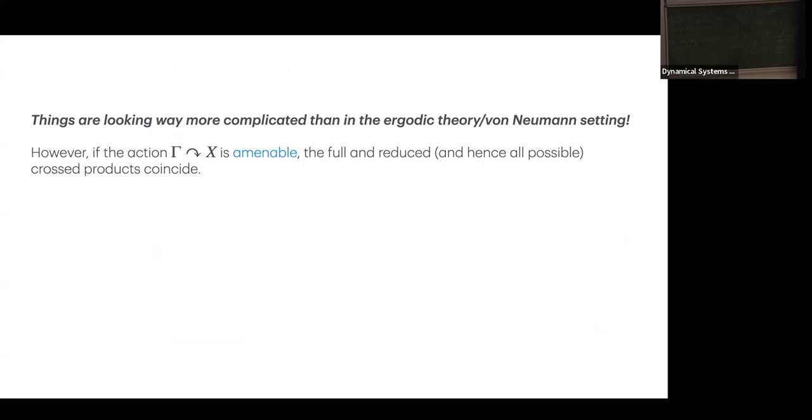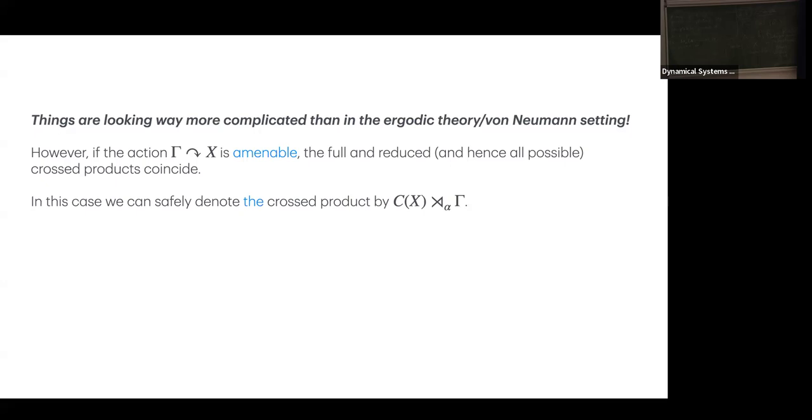However, if the action is amenable, then it turns out that these two cross products coincide. So they're isomorphic. And hence all cross products, since they lie between these two, coincide. So we really can think of there being a single cross product in the amenable setting. So we just drop the R or the F here. And we just denote it as the cross product.